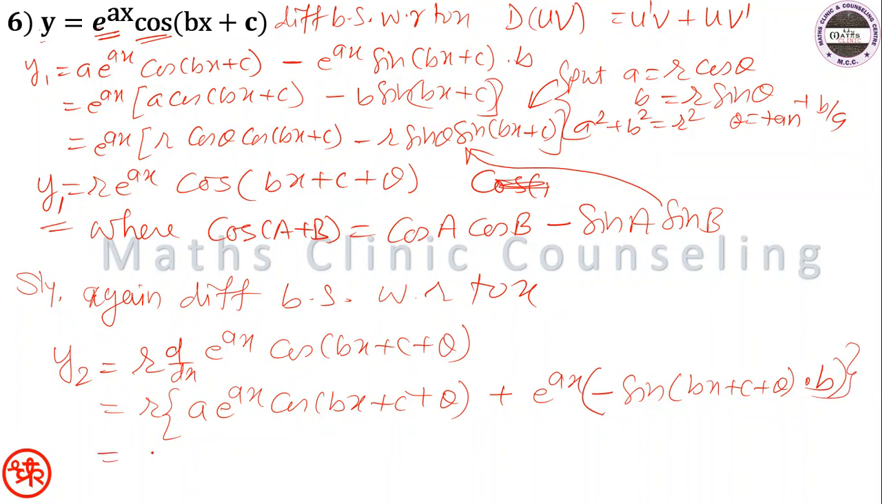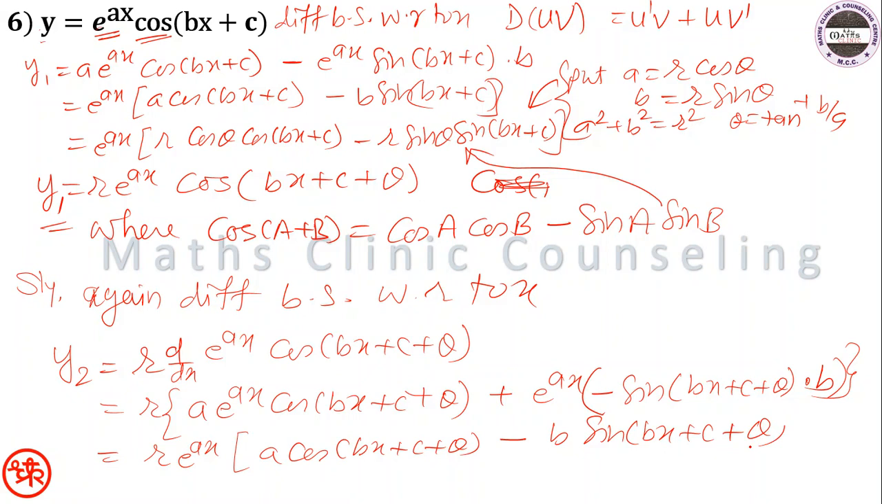So it is equal to r e to the power ax into a cos of bx plus c plus theta minus b into sin of bx plus c plus theta. Again we substitute a is equal to r cos theta, b is equal to r sin theta, जैसा कि हमने ये यहाँ पे किया है. a is equal to r cos theta.